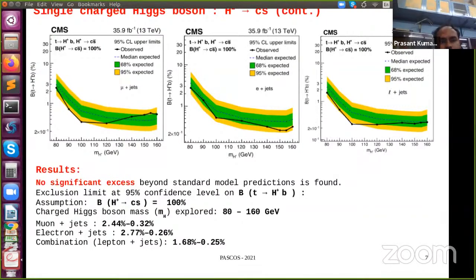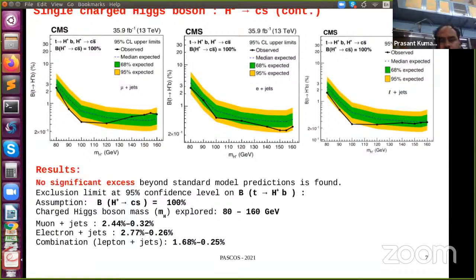This analysis has considered 2 channels, the muon plus jets channel and the electron plus jets channel, and no significant excess has been observed. No significant excess beyond the standard model prediction is found. So an exclusion limit at 95% confidence level on the top quark decay has been given by assuming the branching ratio of charged Higgs to charm strange is 100%.